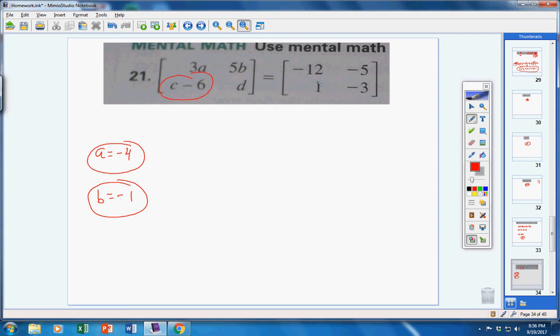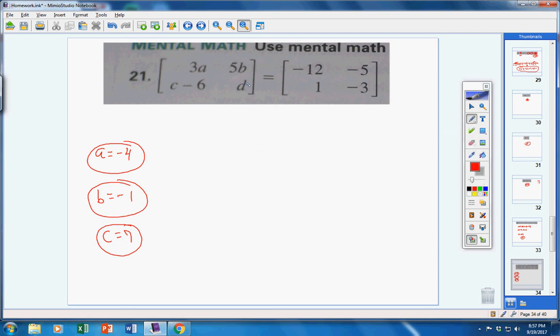This has to equal this, so c minus x equals 1. So what number would I put in for c to get out a true statement? 7. 7 minus 6 is 1. So c equals 7.